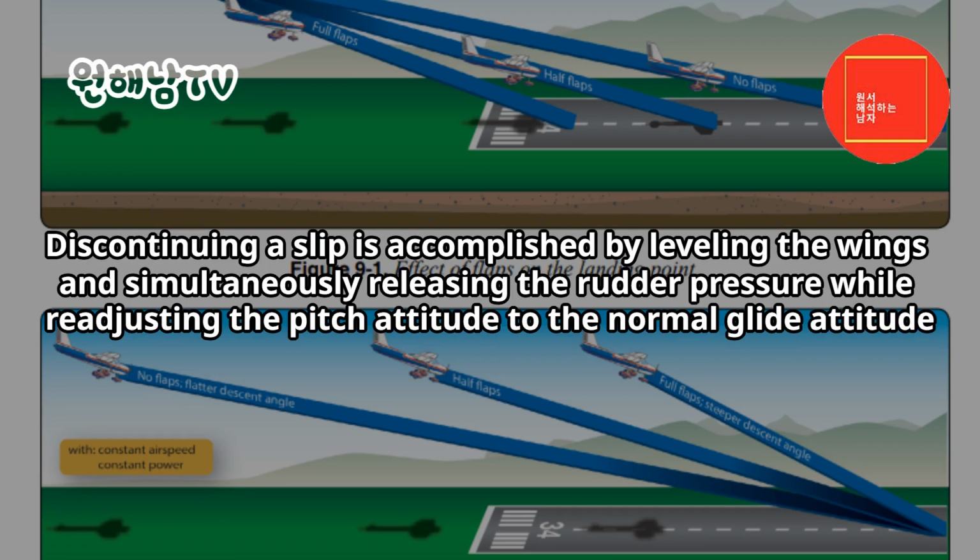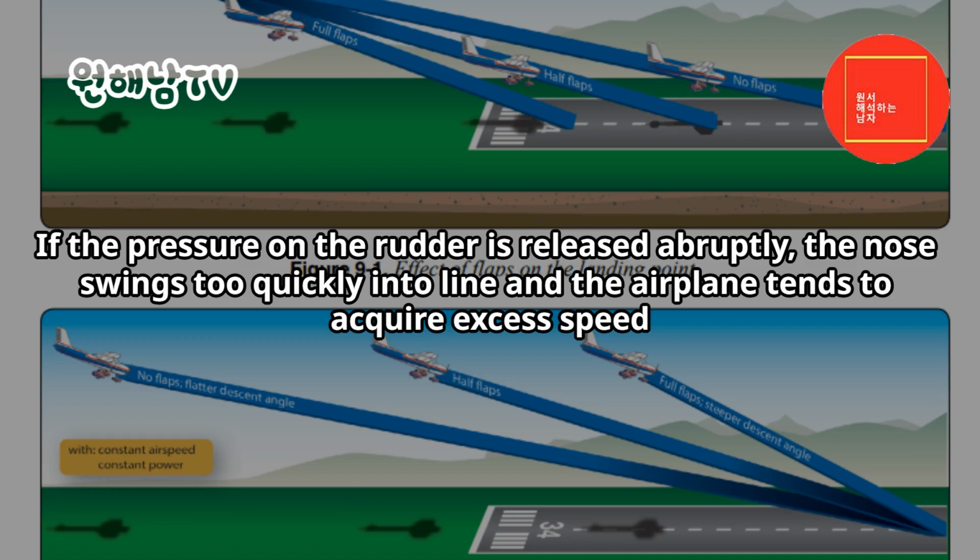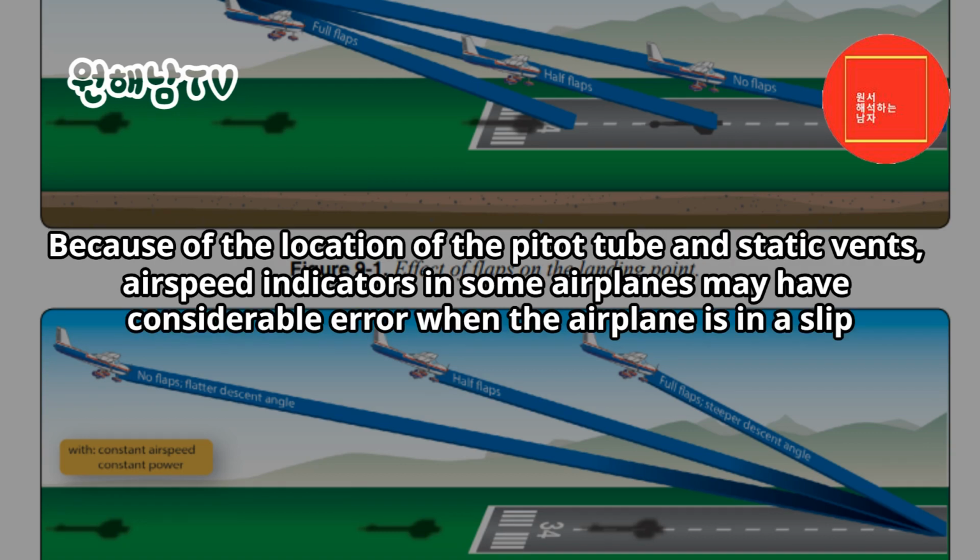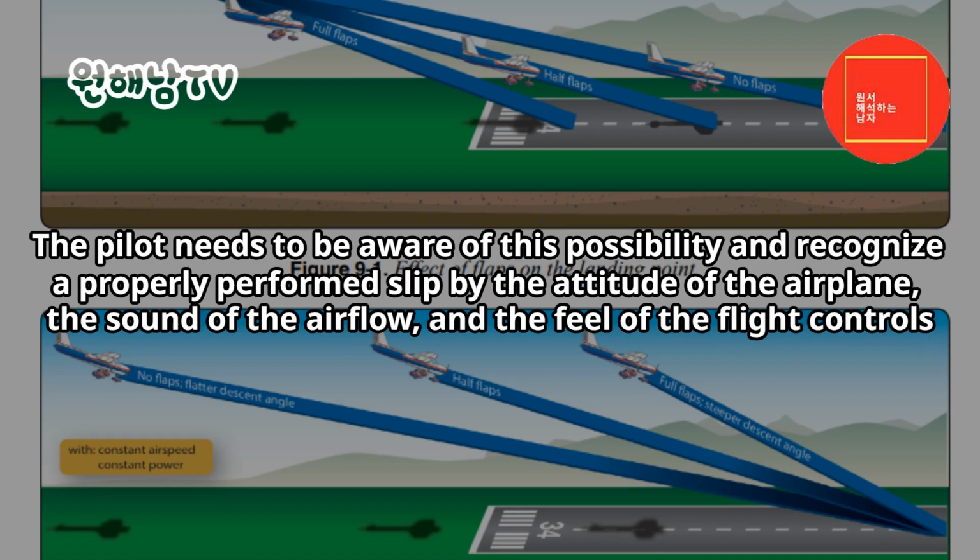Discontinuing a slip is accomplished by leveling the wings and simultaneously releasing the rudder pressure, while readjusting the pitch attitude to the normal glide attitude. If the pressure on the rudder is released abruptly, the nose swings too quickly into line and the airplane tends to acquire excess speed. Because of the location of the pitot tube and static vents, airspeed indicators in some airplanes may have considerable error when the airplane is in a slip. The pilot needs to be aware of this possibility and recognize a properly performed slip by the attitude of the airplane, the sound of the airflow, and the feel of the flight controls.